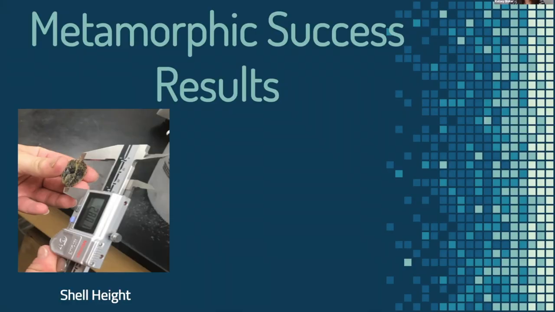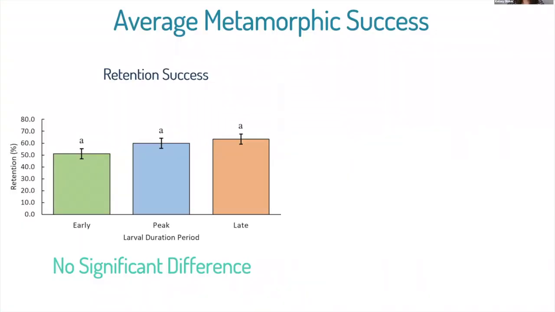So for our results, to begin, for all the analysis that determined if larval duration period has an effect, on that x-axis you will see the early group will be green, the peak will be blue, and late will be orange. On our y-axis, for retention percent, in order to determine the success, we found the percentage of the oysters that successfully developed from the pediveliger stage to an oyster seed, which is what we counted for the amount of oysters that retained on that 600 micron screen. And you can see that there is no significant difference among the 3 groups.